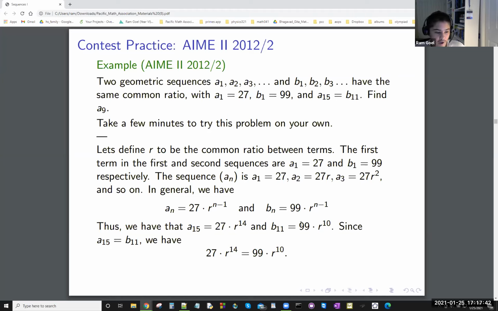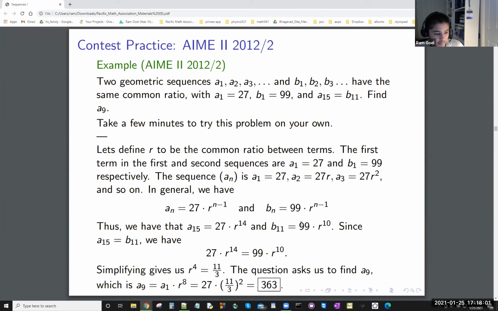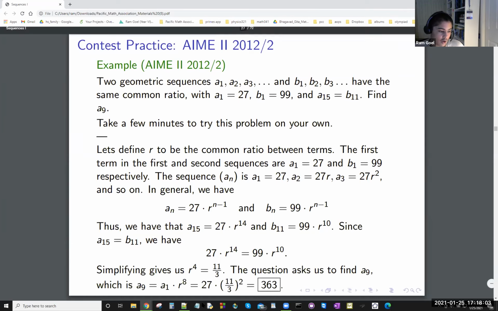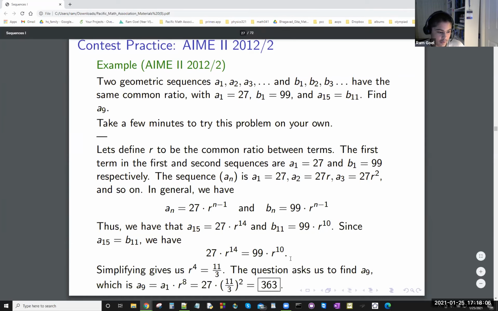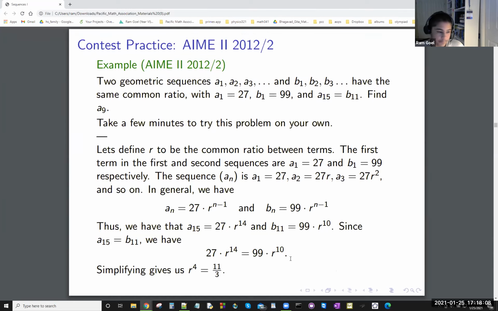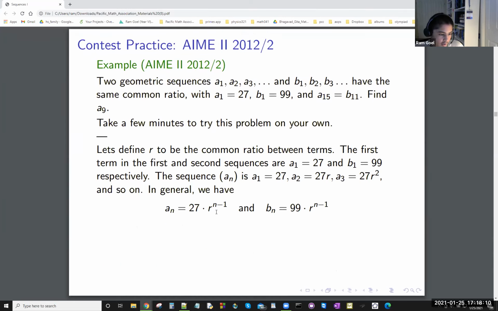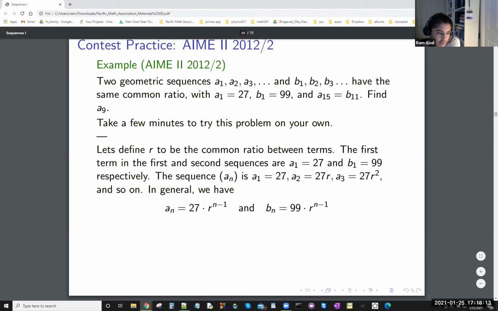In particular, we can divide by R to the 10 from both sides. So we get 27 times R to the 4 is equal to 99. If we divide by 27, we get R to the 4th is 11/3. Now, you don't even have to write down R as the 4th root of 11/3. That would be helpful, but it turns out we only need R to the 8th because the question asks us to find A sub 9. Now, if we go back to this general formula, A sub 9 is simply 27 times R to the power of 8.